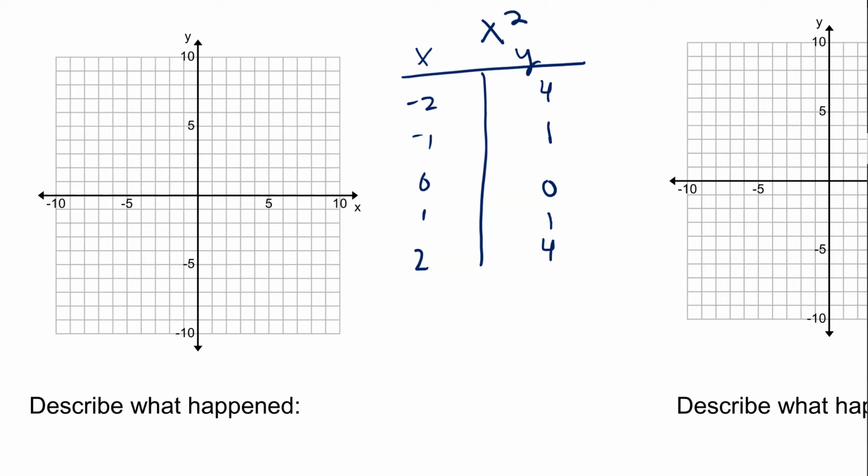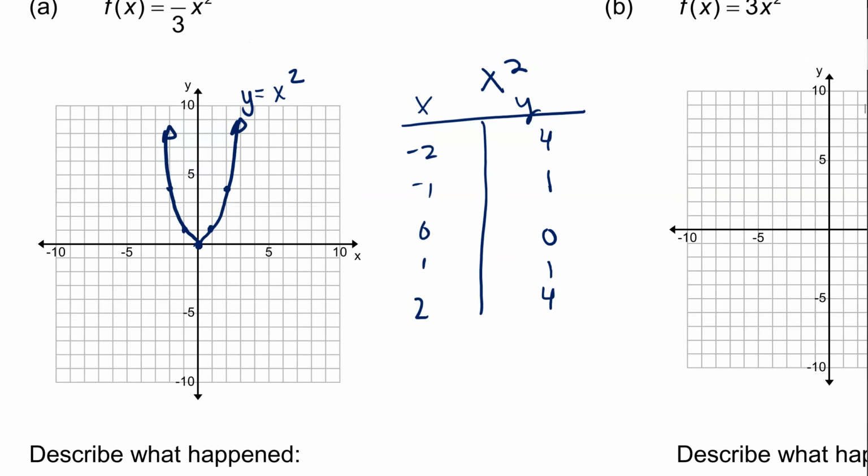So I'm going to graph my parent function. What does parent function mean? Yeah, it's just the general x squared. That's it, just the parabola, just x squared. That's the parent function. So I'm going to put these points on my graph. And this is y equals x squared. Now, I want to go through, and here I should be graphing 1/3 x squared.